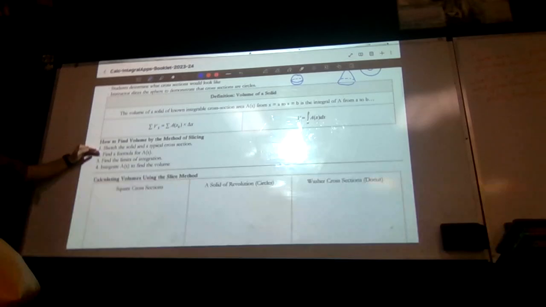Now, how to find a volume by the method of slicing. The first thing you need to do is sketch the solid and a typical cross-section. Then remember your area formulas: the formula for a triangle, square, circle. They don't get much harder than that, the very basic shapes. Drawing it out is going to be the hard part. Then find the limits of integration, then integrate A of x to find the volume.